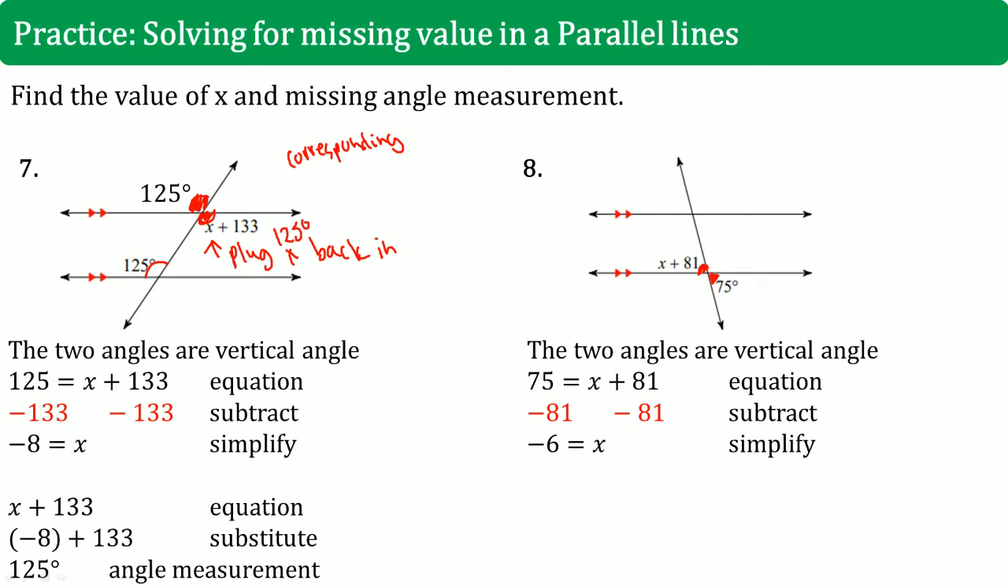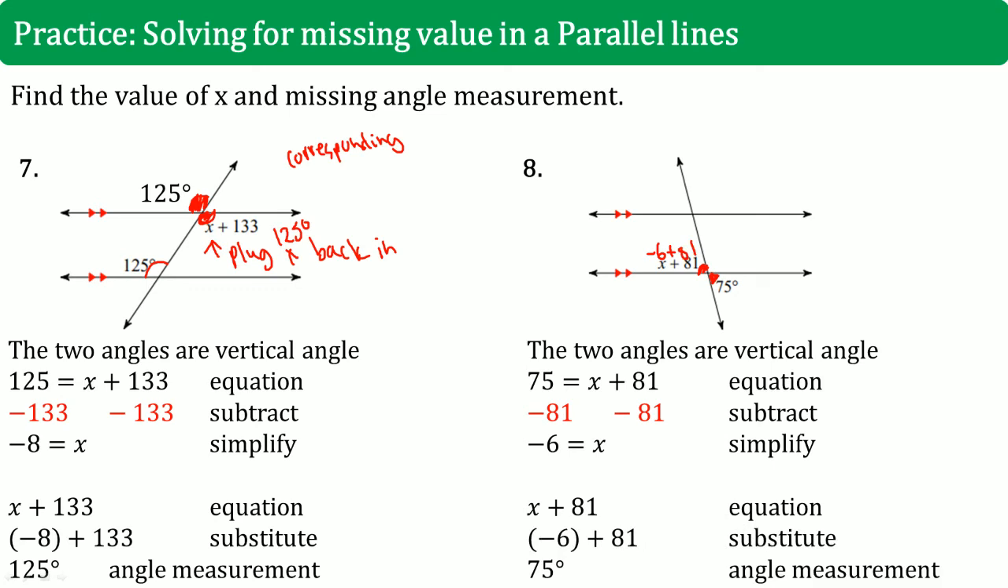We know the value of x, but we need to know the angle here. So what we're going to do is plug it back in. So this is -6 for x plus 81. And we get 75. That makes sense because if we draw this, 75 has to be vertical angles to 75.